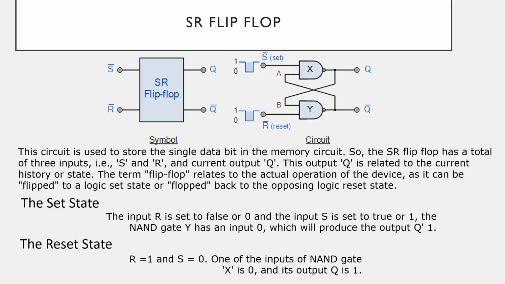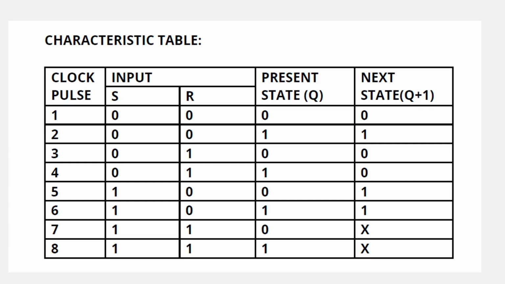The set state: the input R is set to false or 0, and the input S is set to true or 1. The NAND gate Y has an input 0, which will produce the output Q as 1. The reset state: R equal to 1 and S equal to 0. One of the inputs of NAND gate X is 0 and its output Q is 1. This is the characteristic table of SR flip-flop.